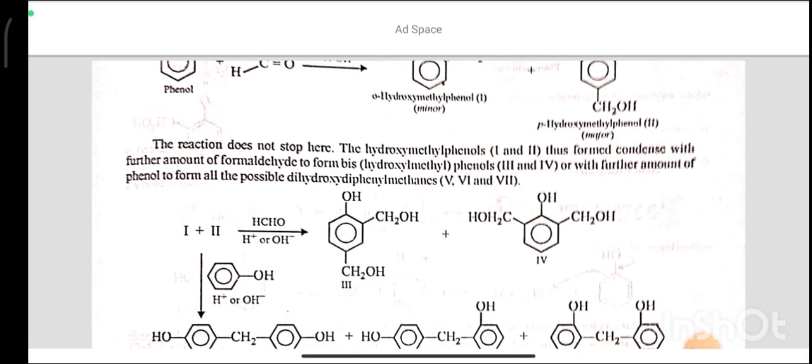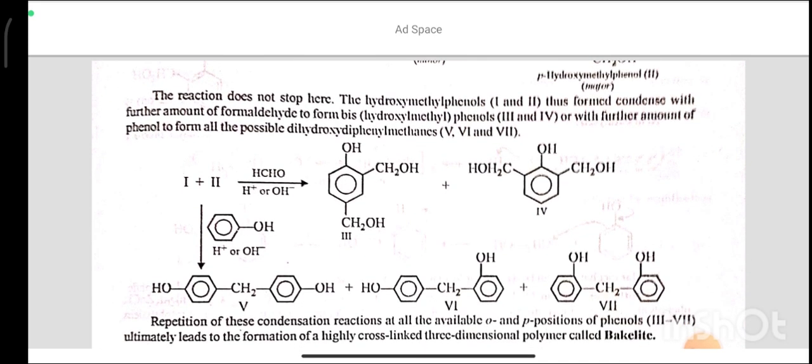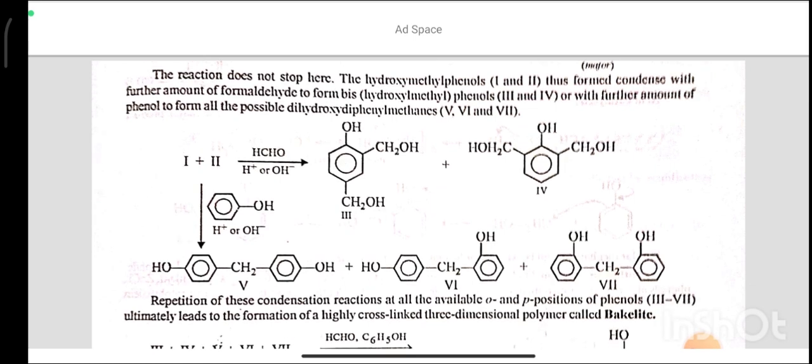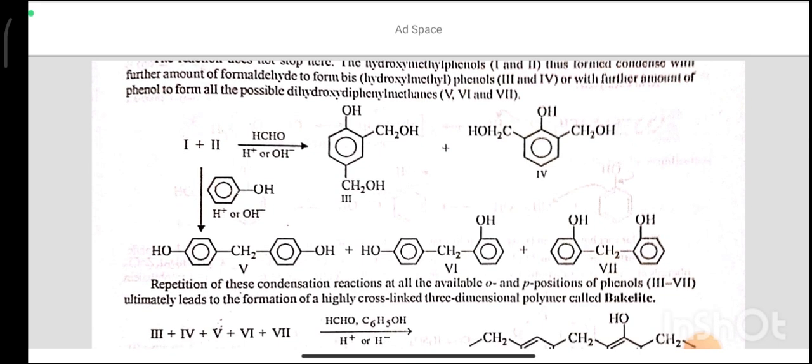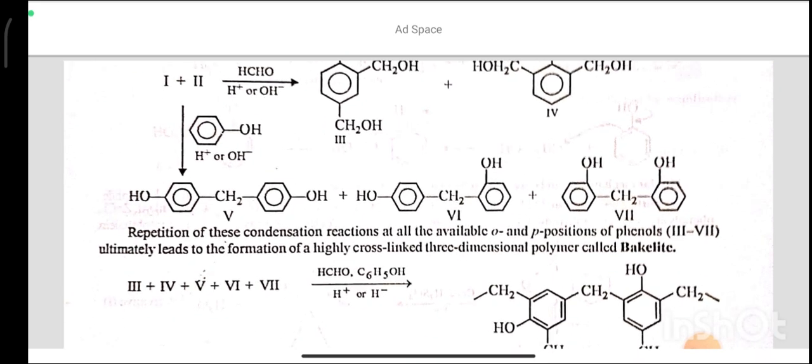The reaction does not stop here. The hydroxymethylphenols 1 and 2 thus formed condense with a further amount of formaldehyde to form bis-hydroxymethylphenols 3 and 4, or with a further amount of phenol to form possible dihydroxydiphenylmethanes 4, 5 and 6. Repetition of these condensation reactions at all the available ortho and para positions of phenol ultimately leads to the formation of a highly cross-linked three-dimensional polymer called bakelite.